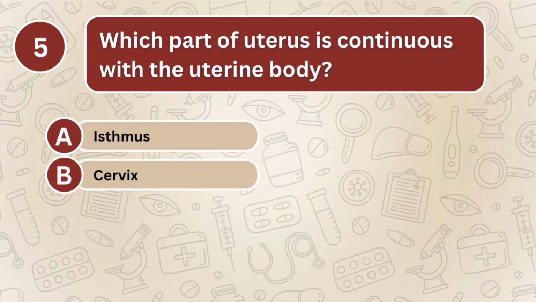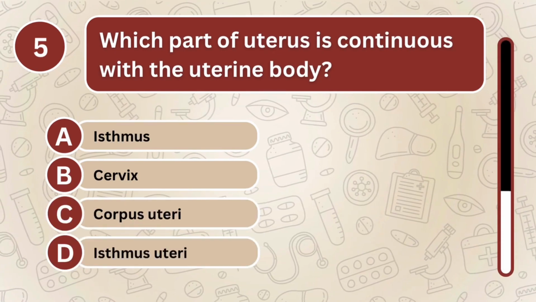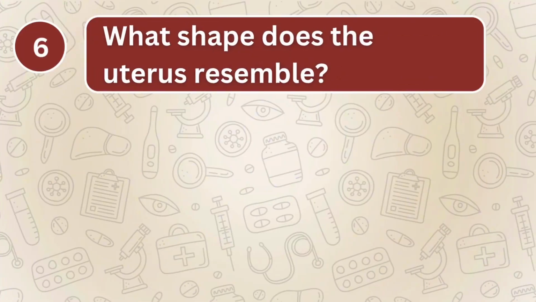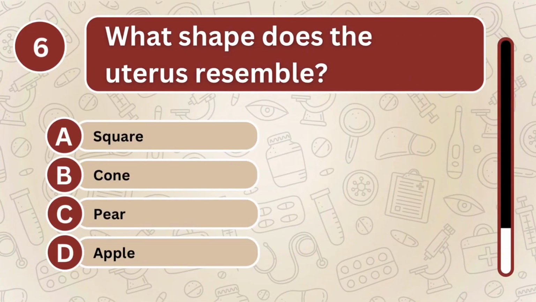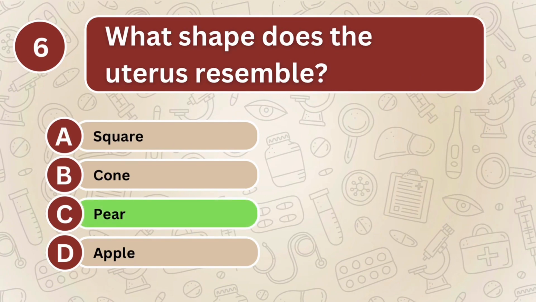Which part of the uterus is continuous with the uterine body? Correct answer is B. Cervix. What shape does the uterus resemble? It's C. Pear.